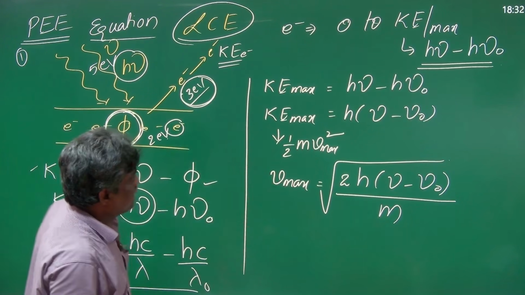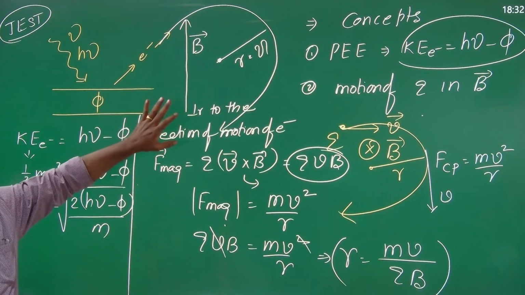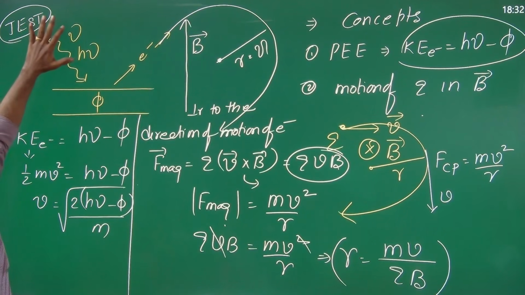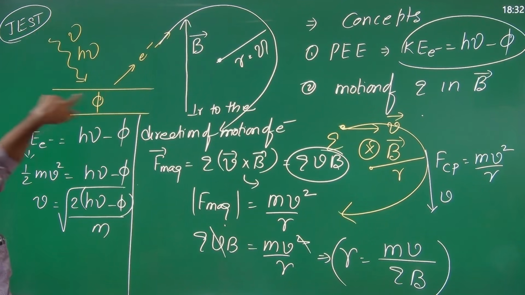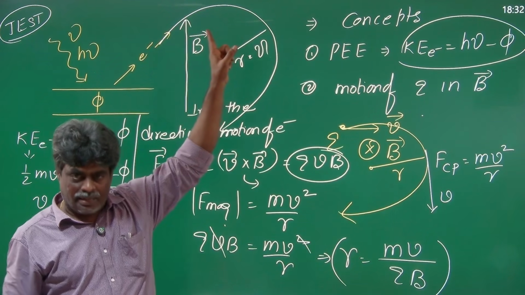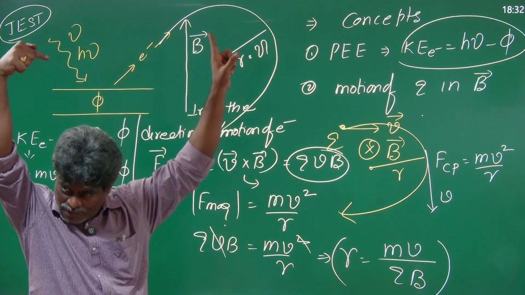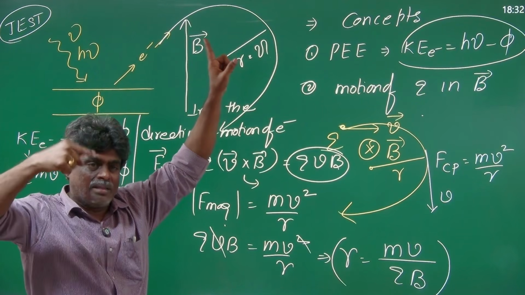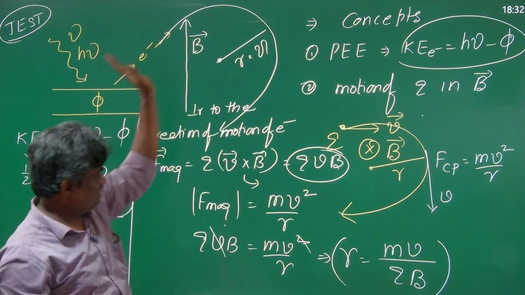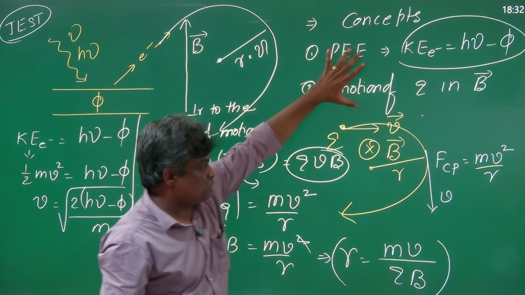And here we find the maximum velocity, and after that a beautiful question we have taken. So here consider a photon of frequency nu incident on a metal surface of work function phi, and the electron is ejected, and a uniform magnetic field is applied perpendicular to the motion of the electron. Then it makes a circular path, and what is its radius. That is what we have done. It's a beautiful thing, and we have explained these two concepts.